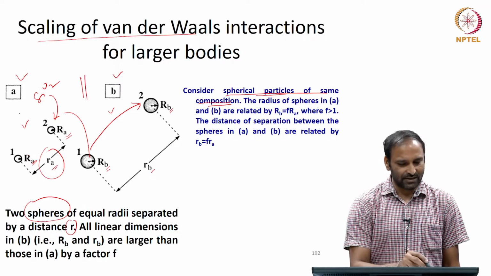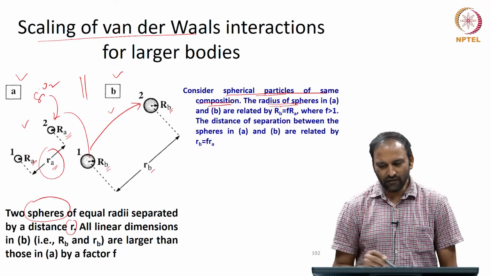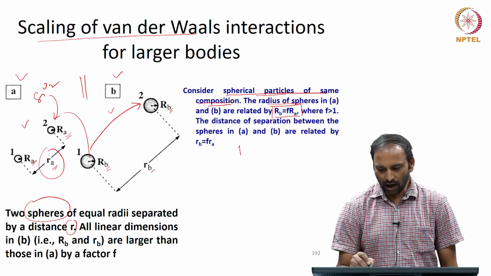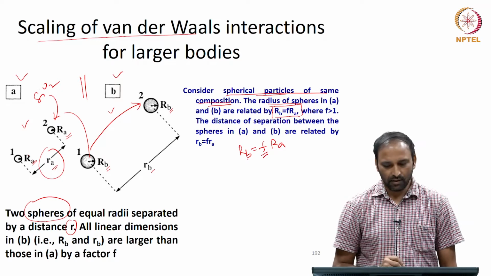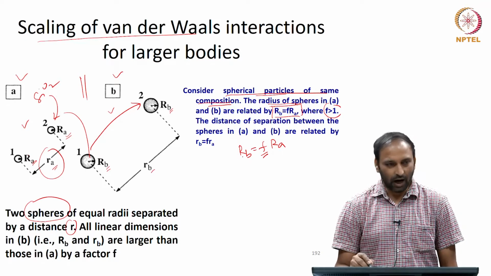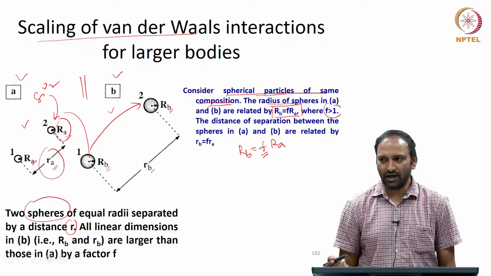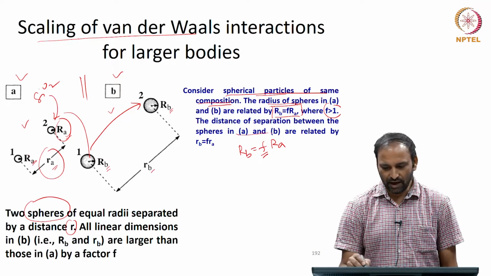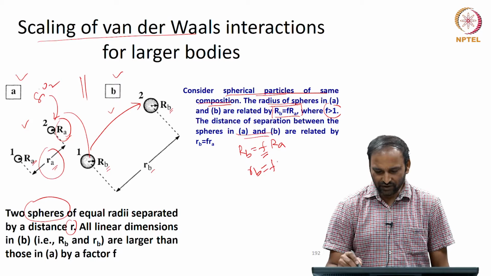These two individual cases, case A and case B, are in a way related because the radius of spheres in A and B are related by R B is equal to F times R A. That means, if F is greater than 1, the size of R B is greater than the size of the particles in R A by a factor F. Similarly, the distance of separation between the spheres in A and B are related in a similar way, where R B is again F times R A.